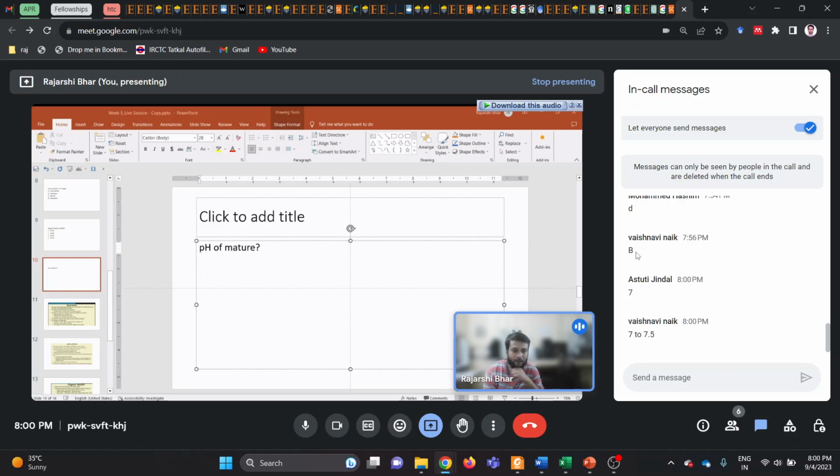Yes, I can see one of the answers, 7 to 7.5. Okay, fine. Yeah, it should be 7 or 7 to 7.5. It should be as neutral as possible. So 7 or 7 to 7.5 are the correct answers.